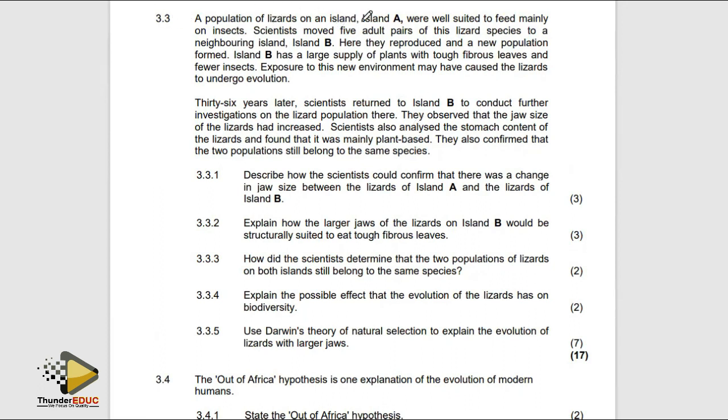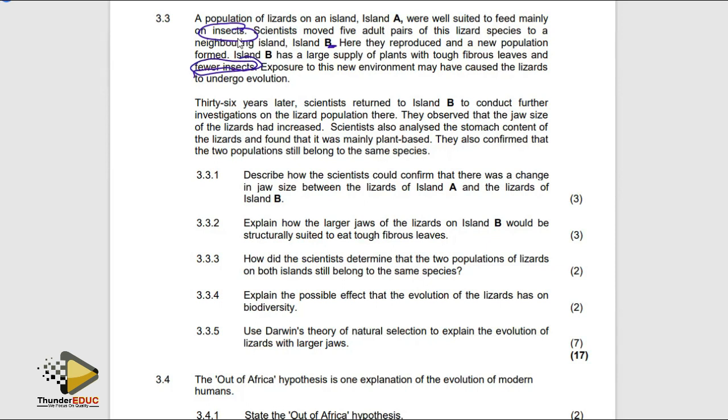A population of lizards on island A were well situated to feed mainly on insects. So it means that these were feeding on insects. Scientists moved 5 adult pairs of the lizard species to a neighboring island. They are saying island A, island B, here they reproduced and a new population formed. They're saying island B has a large supply of plants with fibrous leaves, and fewer insects. It means that now the food has become scarce. So this one is going to become a problem.